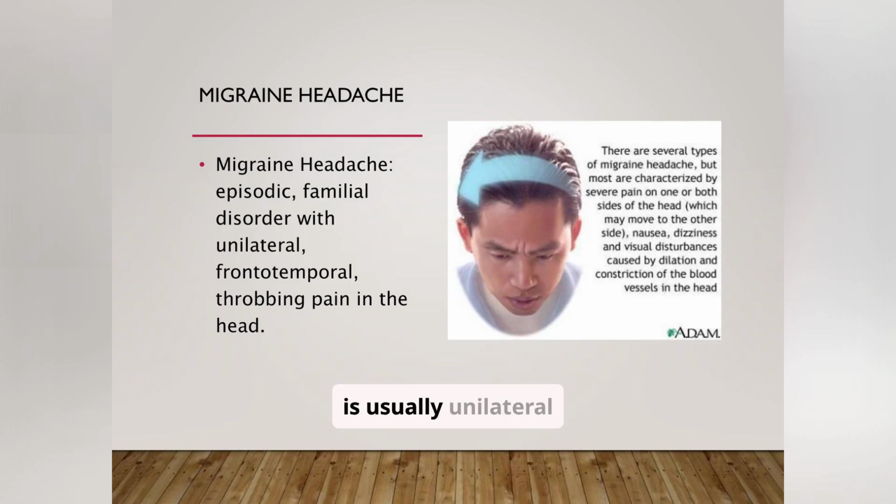Migraines often have a genetic link and involve changes in blood flow and nerve signals. The pain is usually unilateral, one-sided, located in the frontotemporal area and described as throbbing or pulsating. They can be debilitating with symptoms like nausea and vomiting, light sensitivity, photophobia, sound sensitivity, phonophobia, dizziness or visual disturbances.